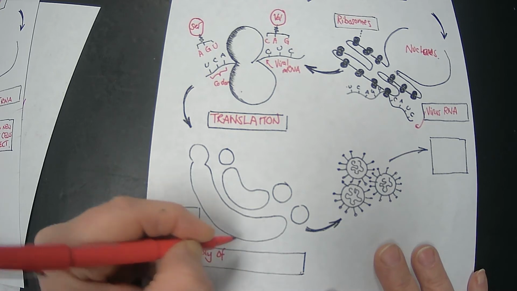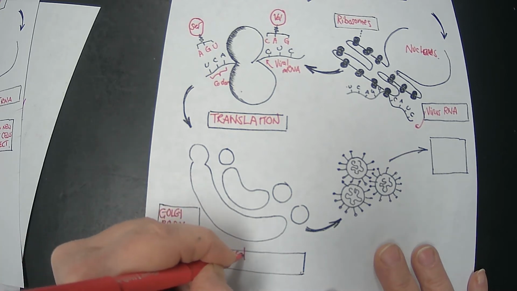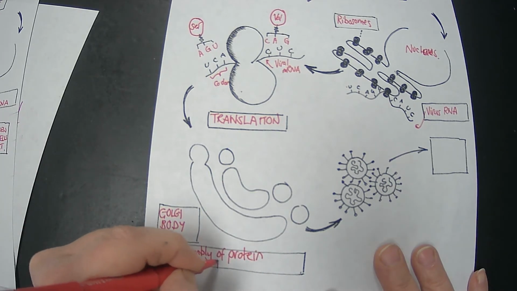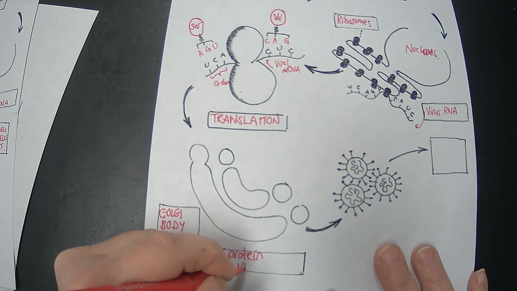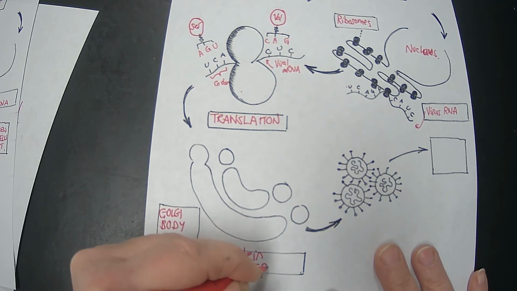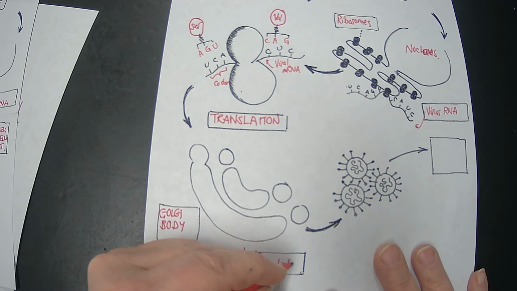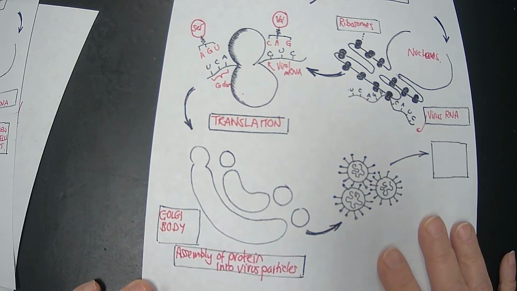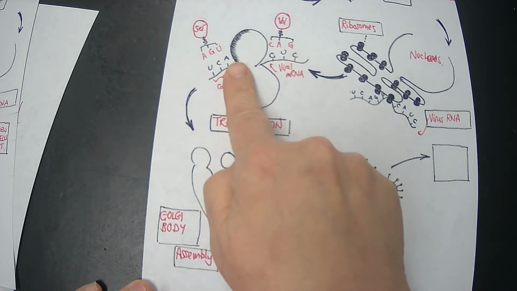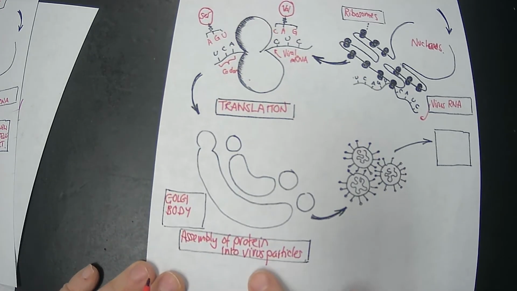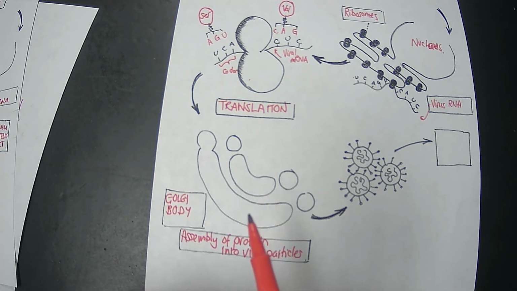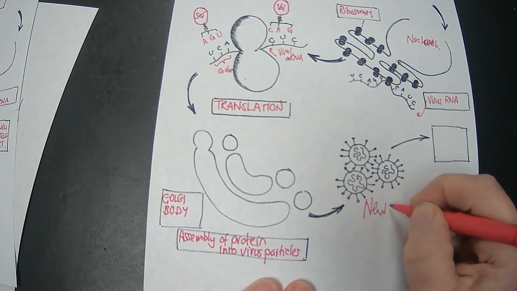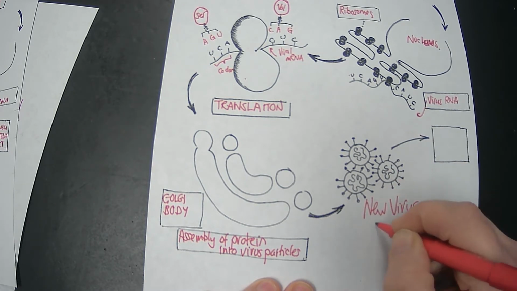of proteins, right? And what are all these proteins? They belong to viruses, right? So the assembly of the proteins into virus particles. Okay, so we're using our cell mechanisms to make proteins. Those proteins go to the Golgi body, and then all those various parts get put together like flat pack furniture, and we make new virus particles.